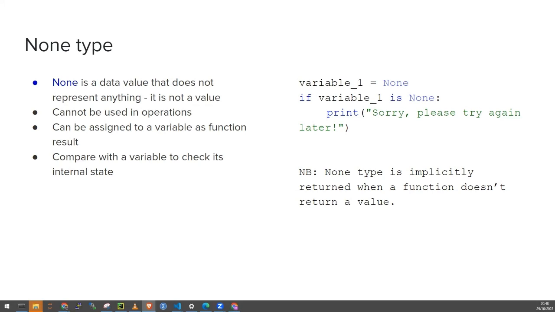And then you can compare it with a variable to check its external state. So remember, the None type is implicitly returned when a function does not return a value. So now if I was to check the type of this, if I created a function and I said print, and I now set type on that function, then you would see it would be a None, right?